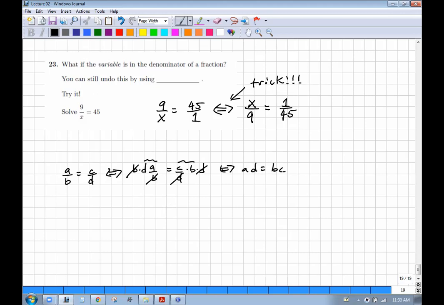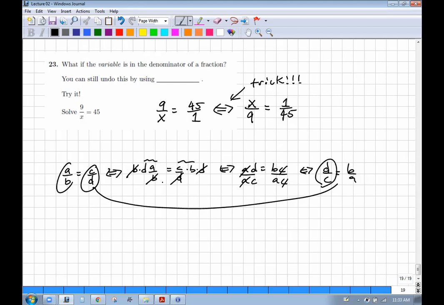So now I could divide both sides by A and C. The A's go away, C's go away, and now I have D over C equals B over A. So if you compare these, right, instead of C over D, I have D over C. Instead of A over B, I have B over A. So I just showed you why this trick works.